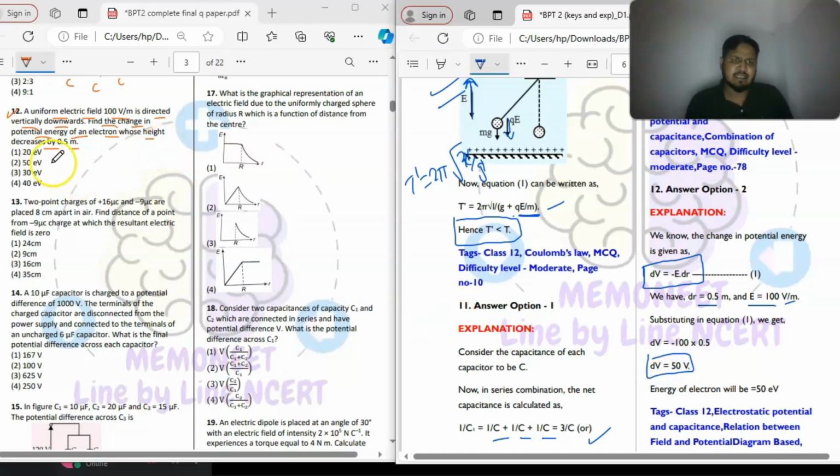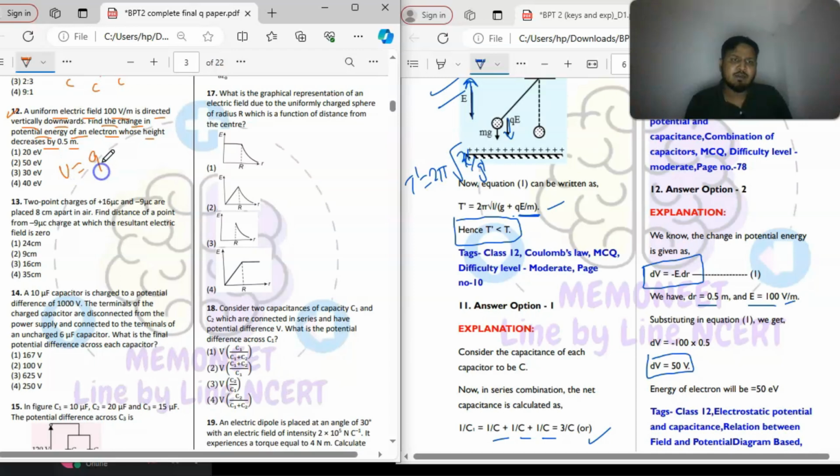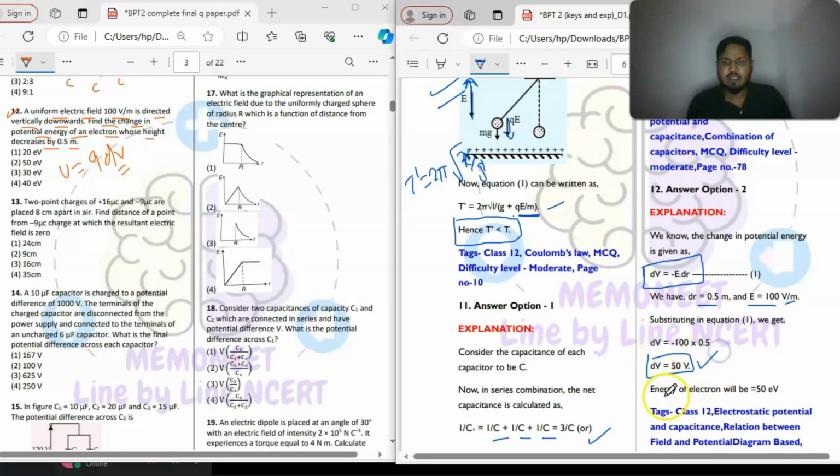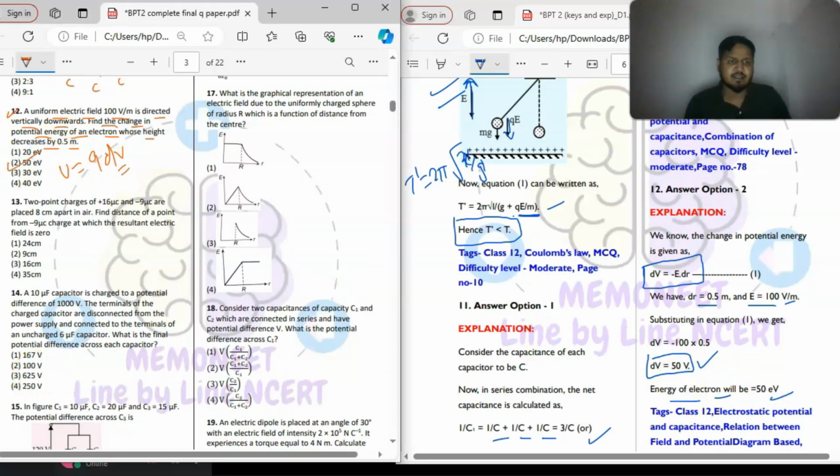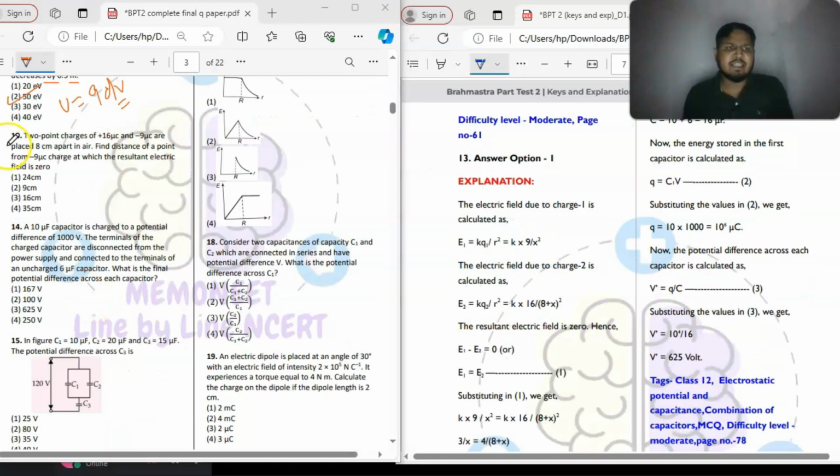Now how can you find the potential energy? The potential energy is equal to q into delta V. This is the way of calculating the electrostatic potential energy. We know the value of dV, that is 50 volt. So the energy of the electron is 50 electron volt. Which option is the correct option? The second option is the correct option, right? Now move to the next question.